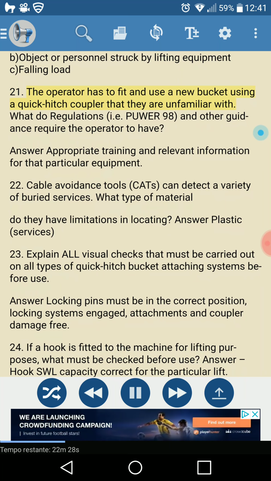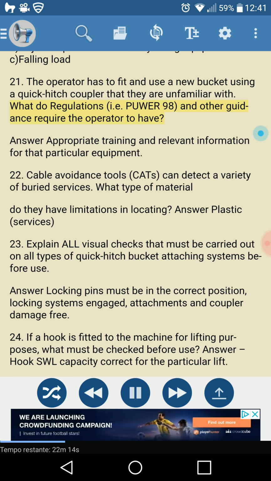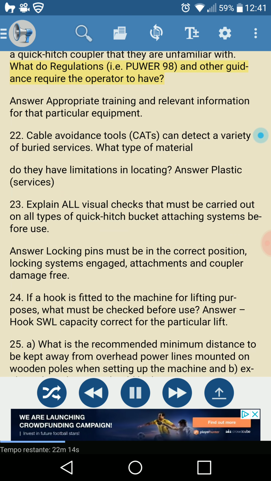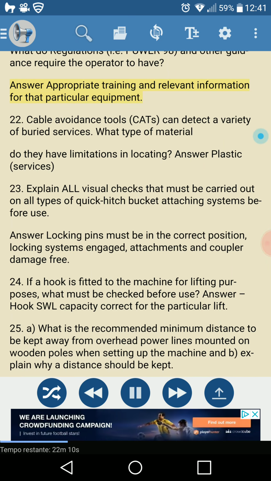21. The operator has to fit and use a new bucket using a quick hitch coupler that they are unfamiliar with. What do regulations, i.e., PUWER 98, and other guidance require the operator to have? Answer: appropriate training and relevant information for the particular equipment.